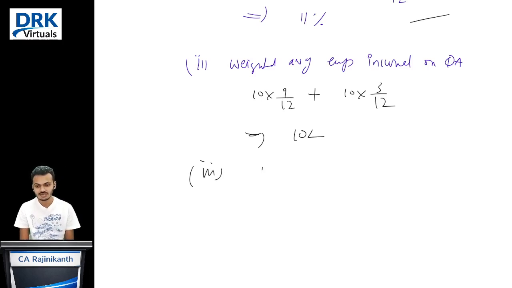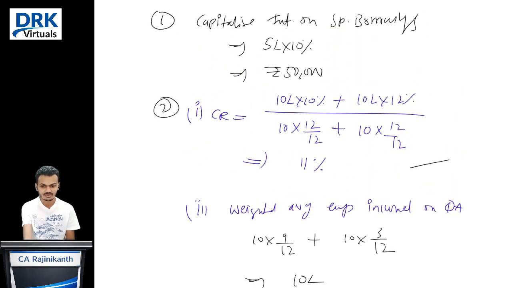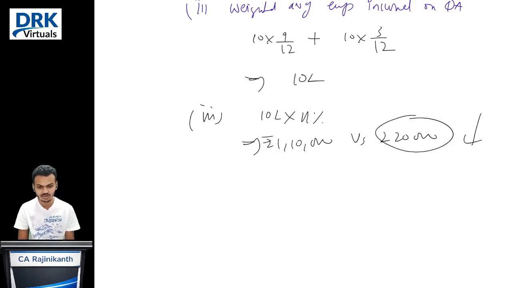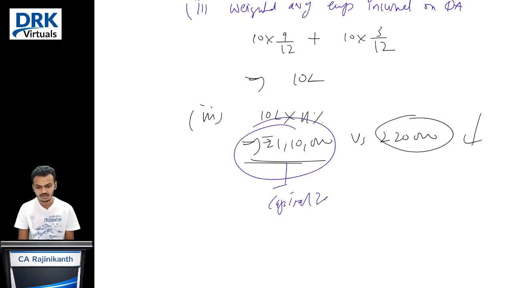And third step, you apply the capitalization rate, 10 lakh into 11%. How much is it? 1 lakh 10,000, correct? As I said, before conclusion, let's check with actual borrowing cost. How much is it? This numerator, 2 lakh 20,000, correct? Versus 1 lakh 10,000, whichever is lower. This one is lower, correct? So this amount we can capitalize.